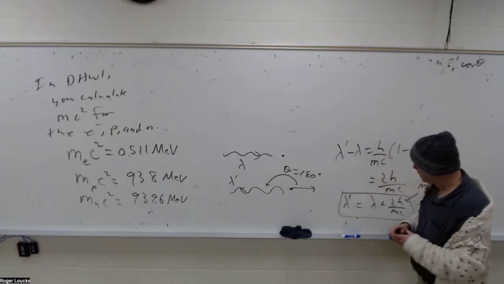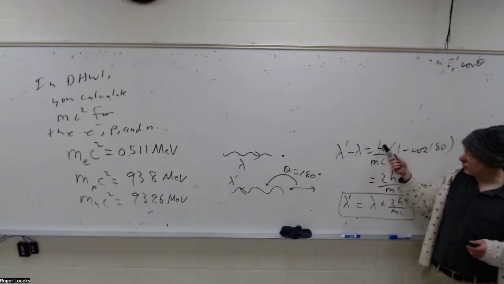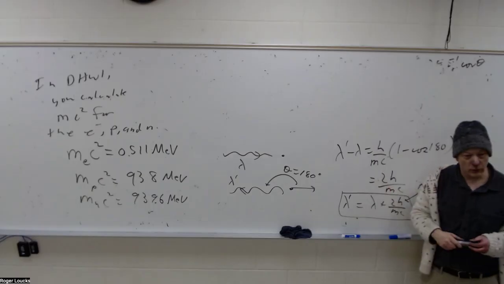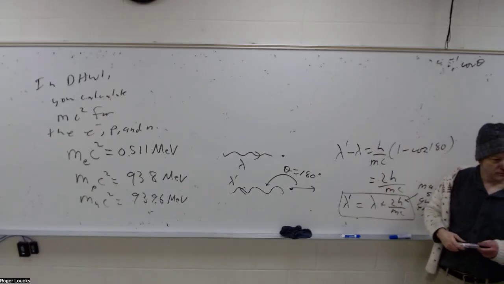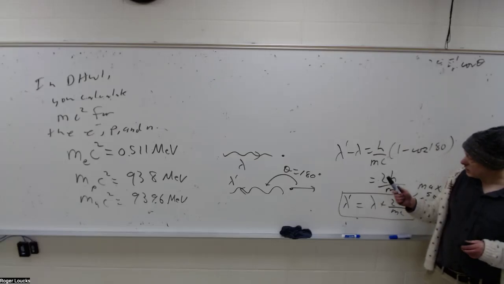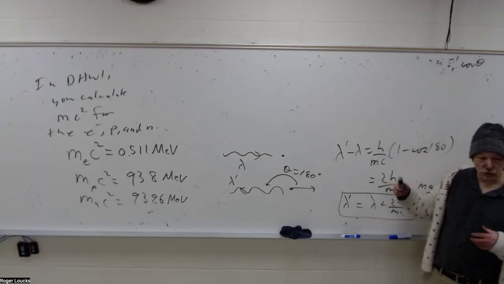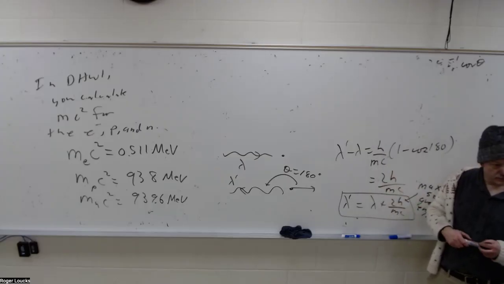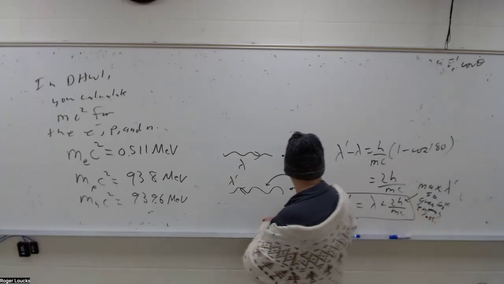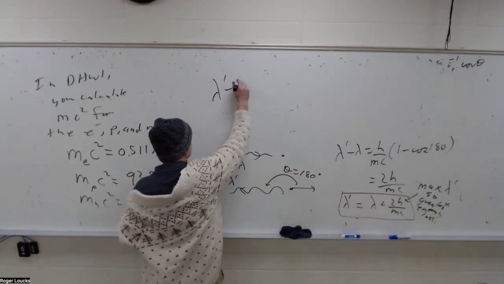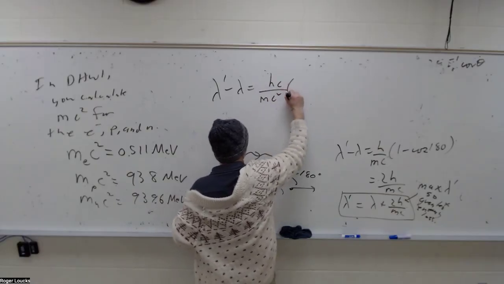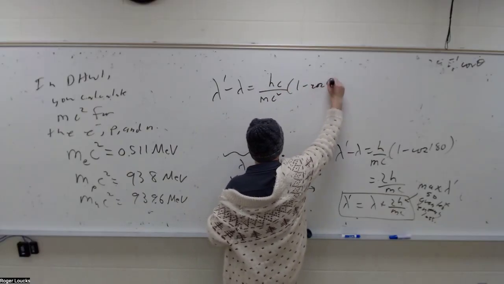I have an h by itself. I have an m here with only one factor of c. Do we know some little rule from above? h needs a factor of c, m needs 2. Whenever you see a factor of h, you want a factor of c with it. Whenever you have an m, you want a c squared with it. So you multiply the top and bottom by c. We're going to write this as lambda prime minus lambda equals hc over mc squared times (1 minus cosine theta).